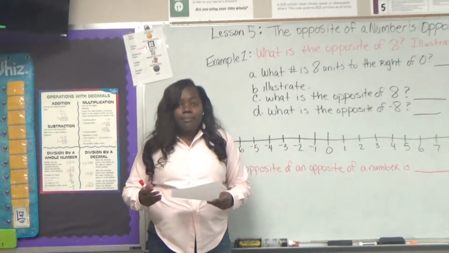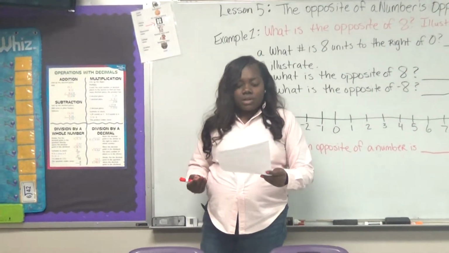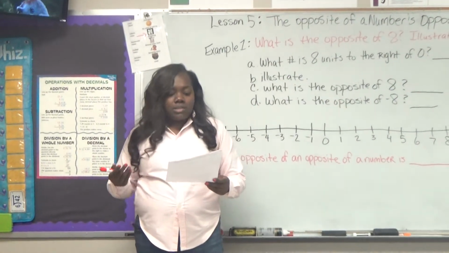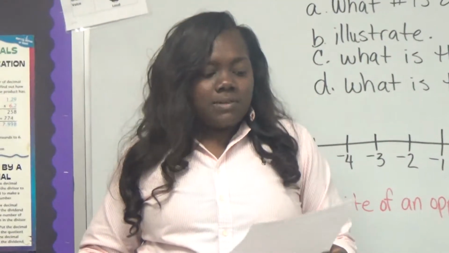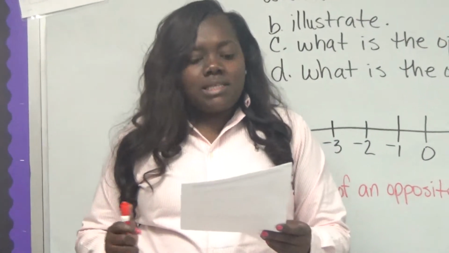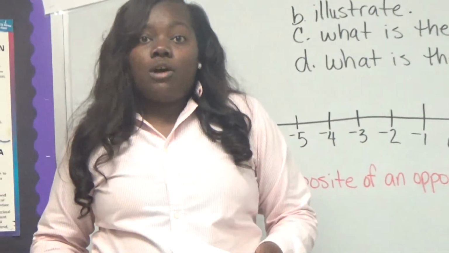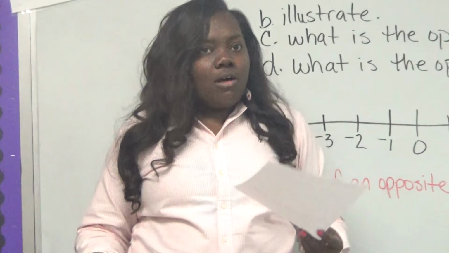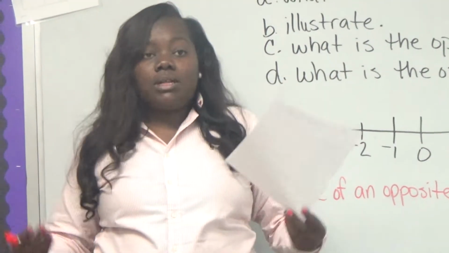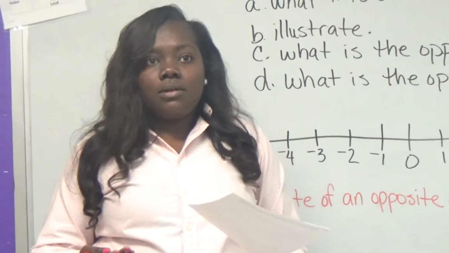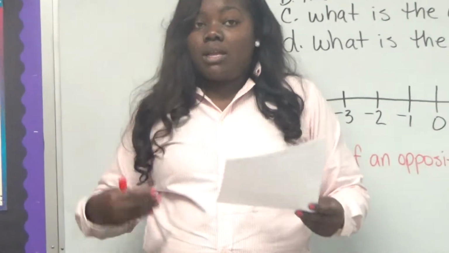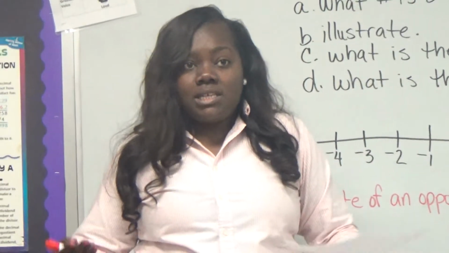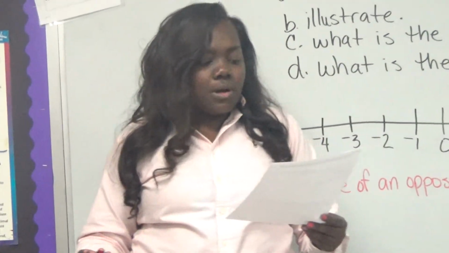In part B, it says write an integer that represents each of the following situations. Here you're either writing a positive number or a negative number. The first one says 90 feet below sea level. Would below represent a positive number or a negative number? A negative number. So 90 feet below sea level would be -90. That's what you would put on B.